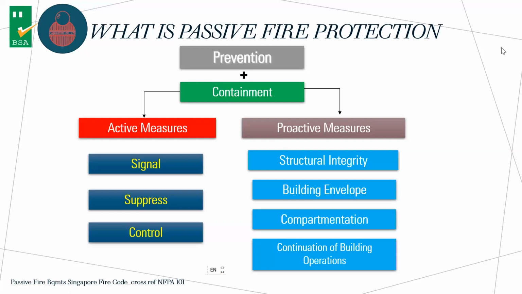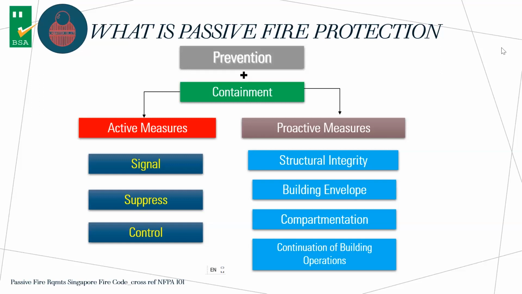I think our colleagues today, in all the videos I noticed, are very knowledgeable and have a lot of very good development in active fire protection. That means signaling, suppressing the fire, controlling the fire. These are measures which we call active measures. But for passive measures, we are doing something that is not visible, like making sure that the structure is protected during a fire, making sure that the building envelope, that means the external of the building, does not spread fire from one place to another, one building to another.